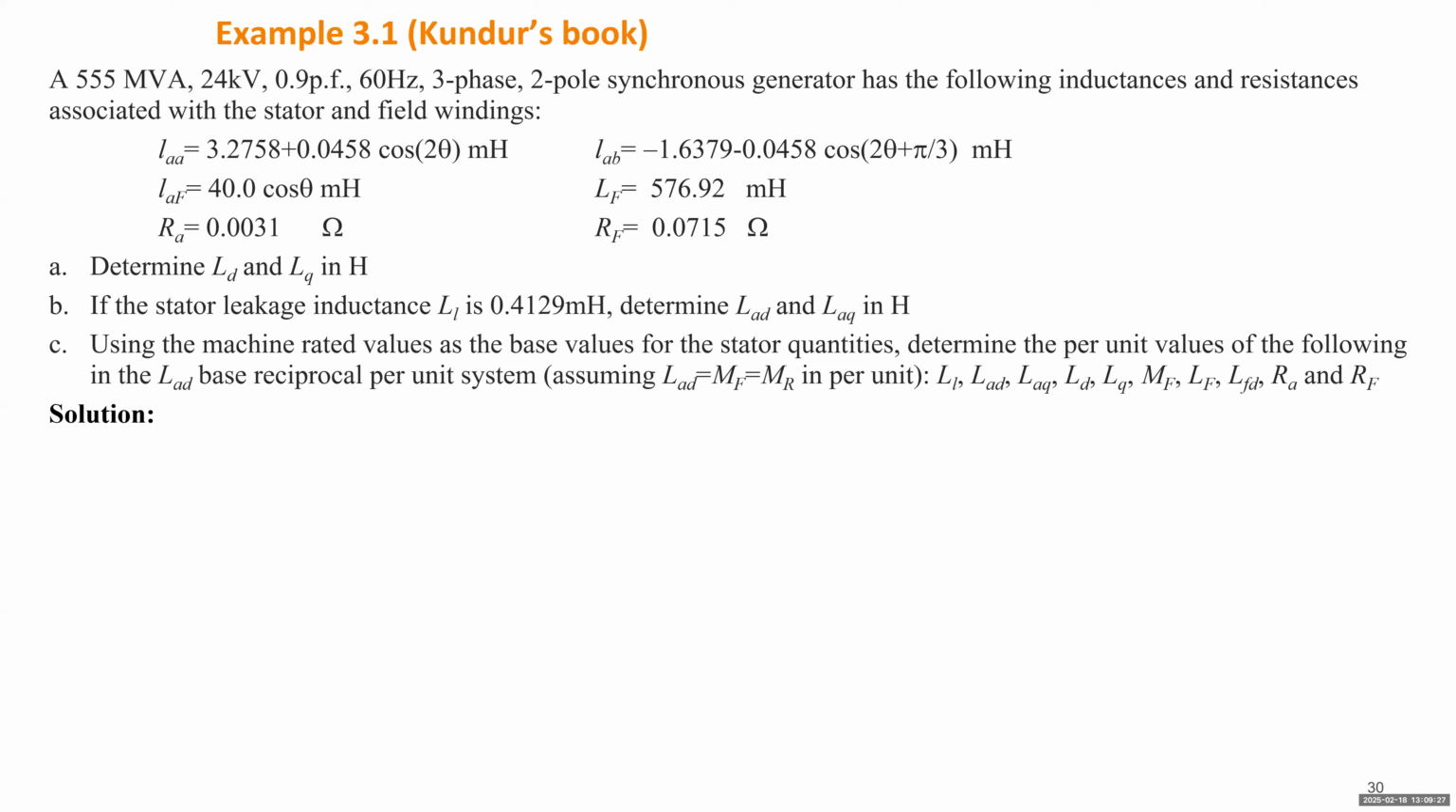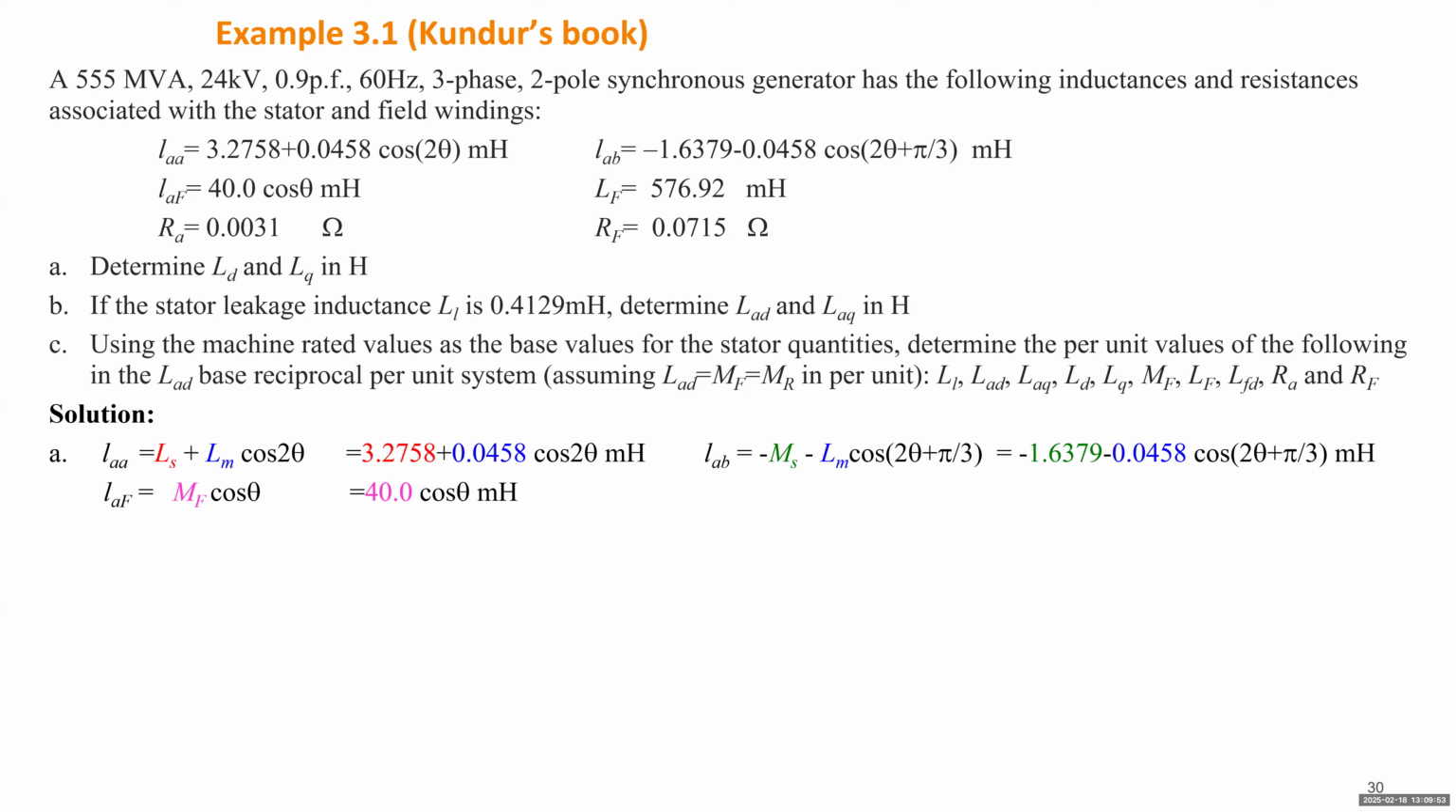Then we can use the machine rated value as the base value for stator quantities to determine per unit values. And also we need to consider the LAD-based reciprocal per unit system. So here we just simply assume LAD is equal to MF equal to MR in per unit. So we're going to calculate the following parameters.